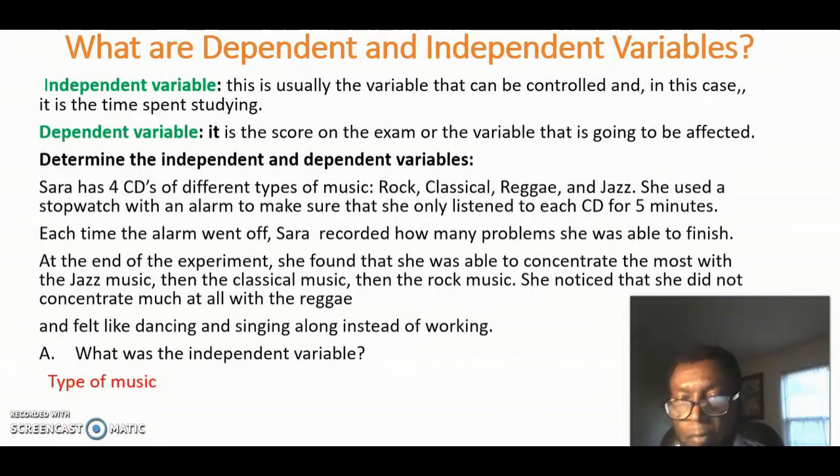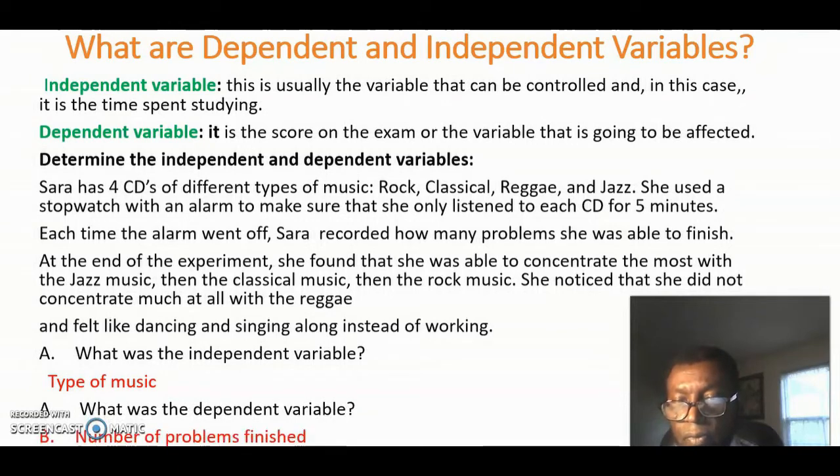Of course, type of music was the independent variable. And what was the dependent variable? The number of problems finished was the dependent variable. Do we know why? Because the number of problems finished depended on the type of music that Sarah listened to.